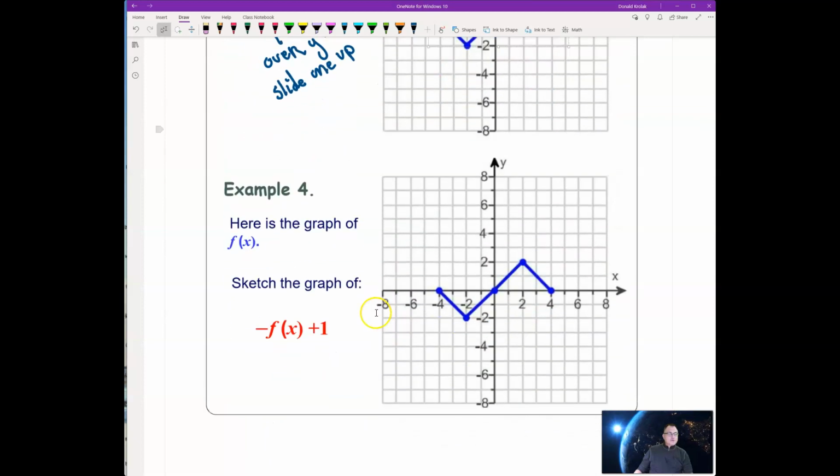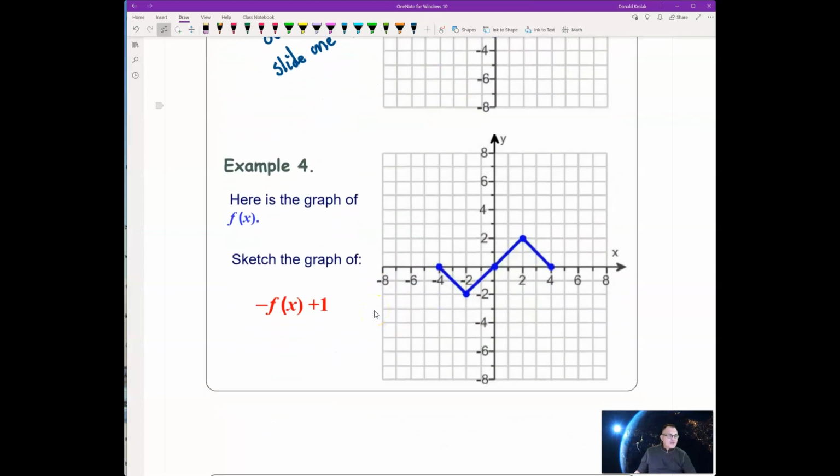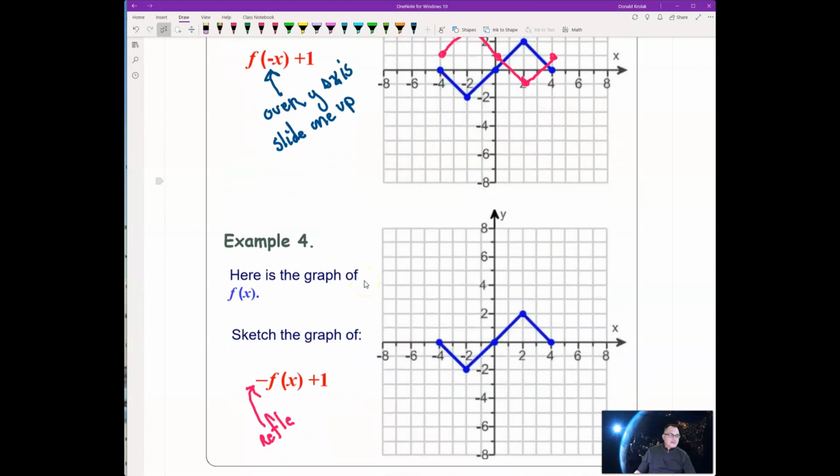Okay, my next one, I'm going to first flip it over the x-axis. And then slide it 1 space up. Okay, so this point is on the x-axis, so it stays. This point would reflect above it. This stays. This wouldn't reflect below it, and that one would stay.